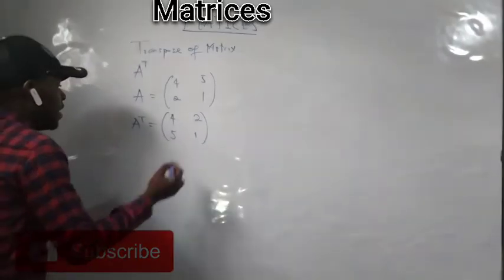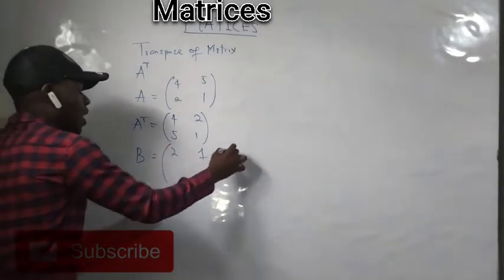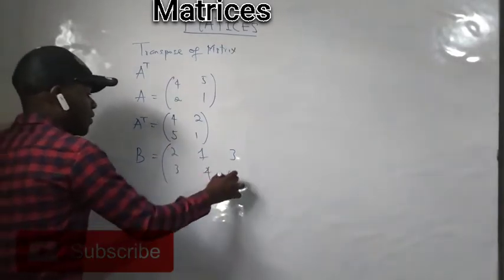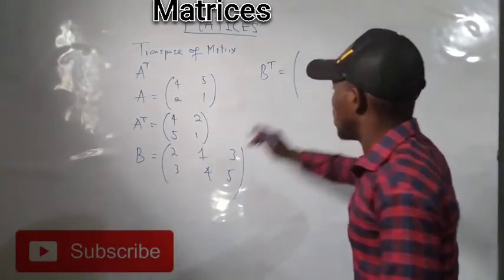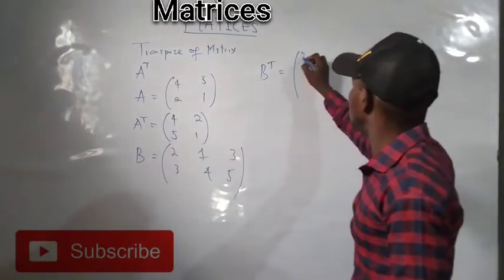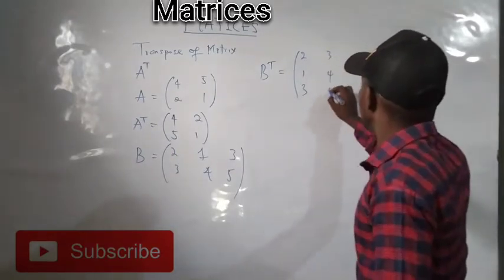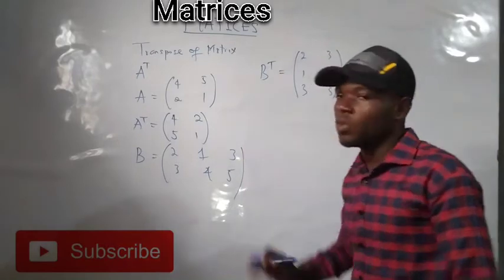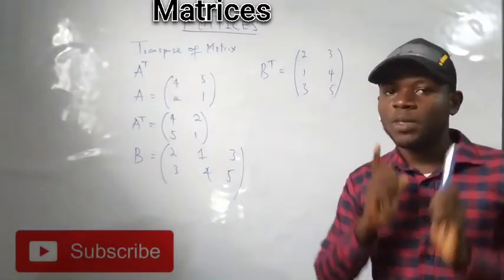Meanwhile, say B is actually 2, 1, 3 and 3, 4, 5. Then the transpose of matrix B would be that I convert all of these rows to columns. So this is the transpose of this matrix. So this is called the transpose of a matrix.